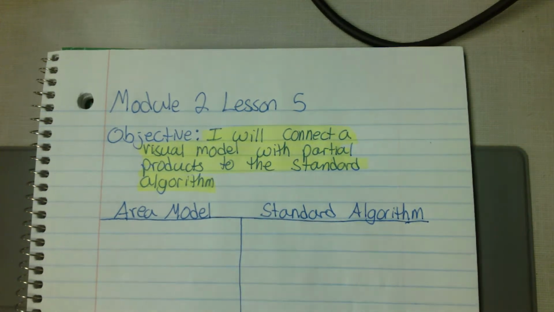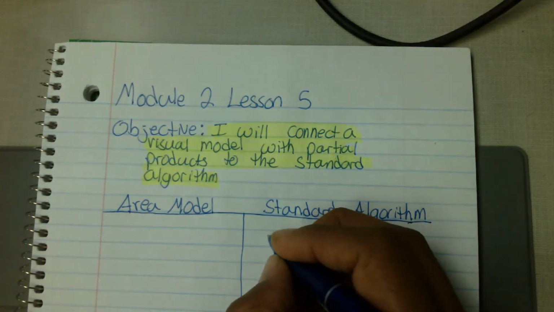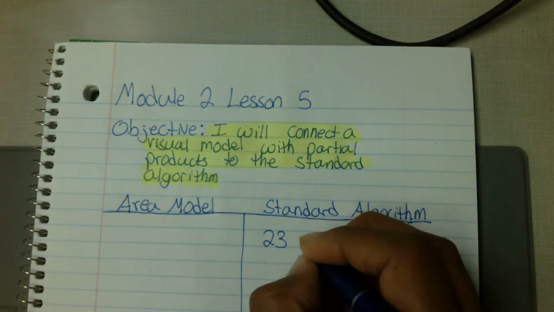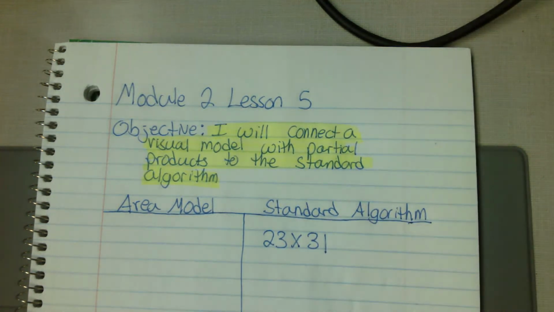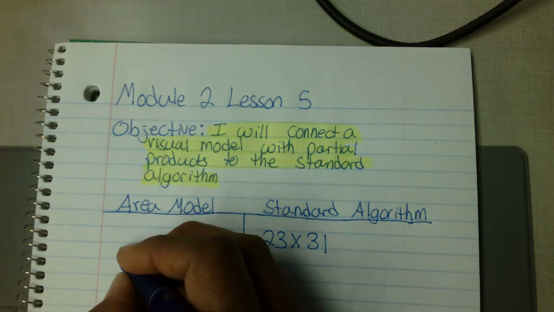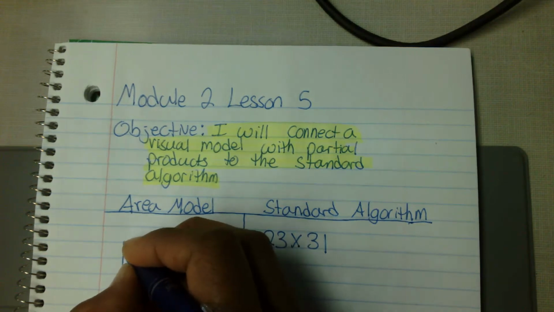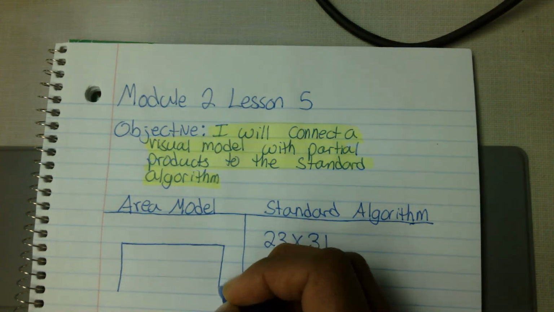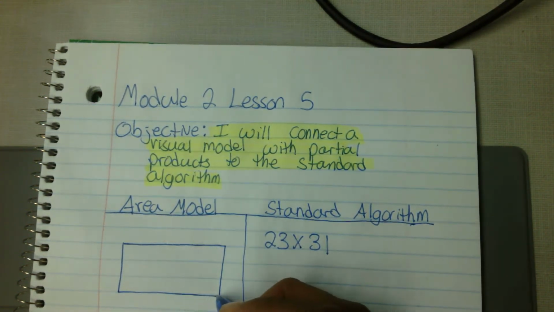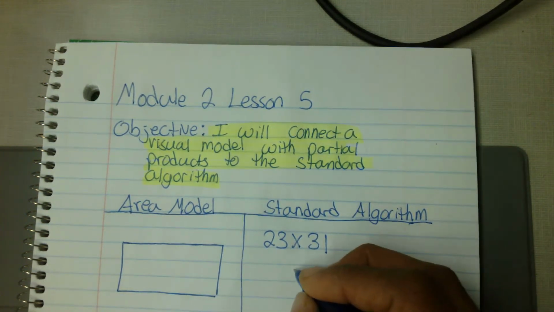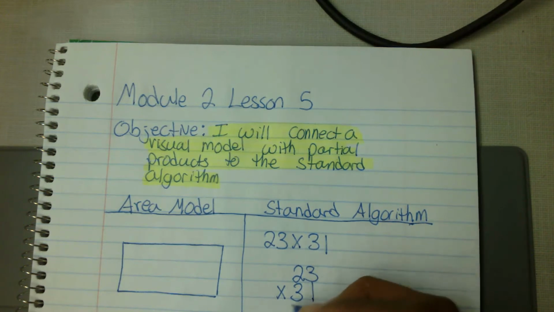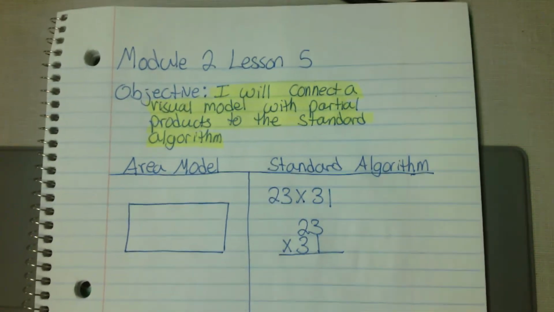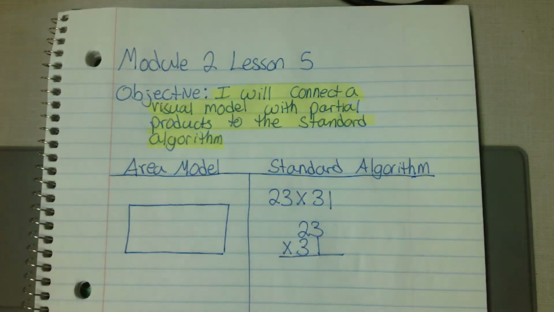Okay, so our first problem, we're going to write it over here, is 23 times 31. So the first thing you're going to do on an area model is you're going to make a rectangle. Okay, so that's the first step. Over here on the standard algorithm, you're going to stack it up. Okay, like that.